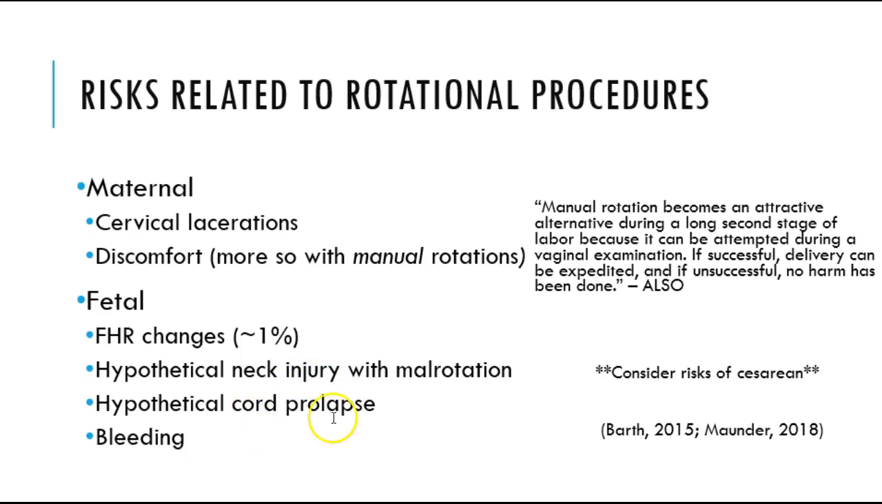And then hypothetical cord prolapse. If we're rotating, we're not destationing. We're not putting baby's head way up. If we do that, that's where we risk that prolapsed cord coming down, right? And then bleeding potentially for baby. And that's true for mom too, like if she has really low platelets or if baby has a known disorder around that, that would be something to consider too.